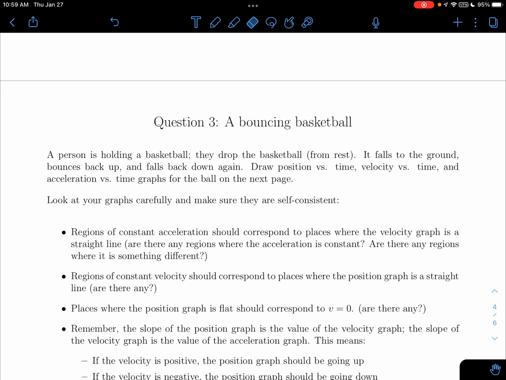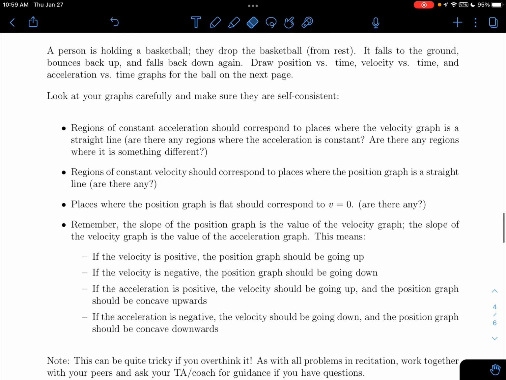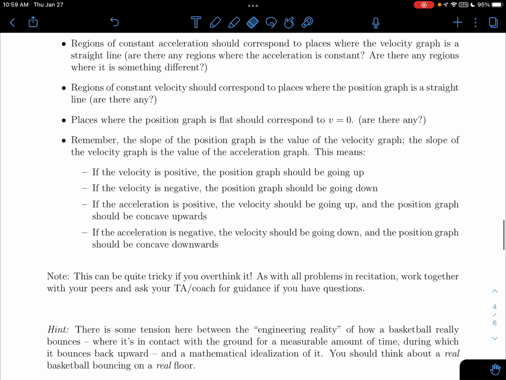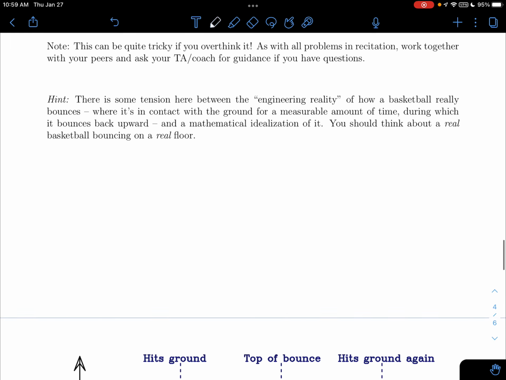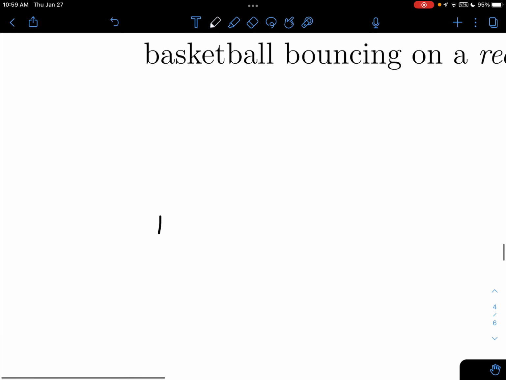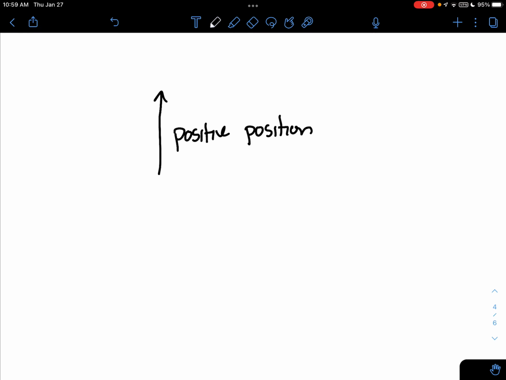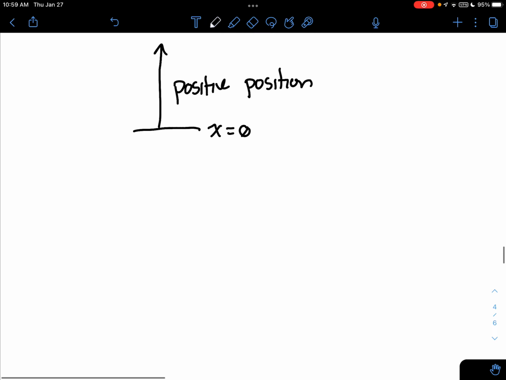It's so much fun, right? So, we're looking at a bouncing basketball, and we're going to draw position, velocity, and acceleration curves versus time, right? So we're going to set, again, our coordinate system. I'm going to say that up is a positive position, and I'm going to say that the ground is where our position equals 0.